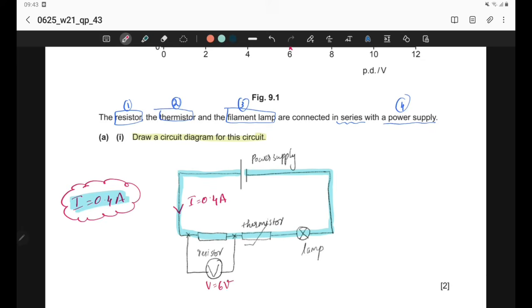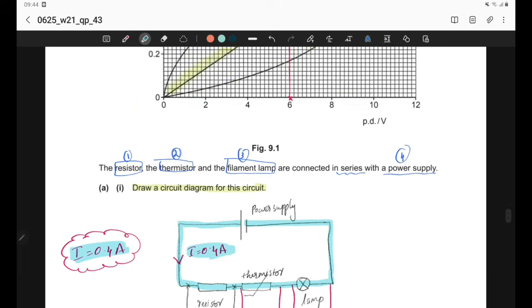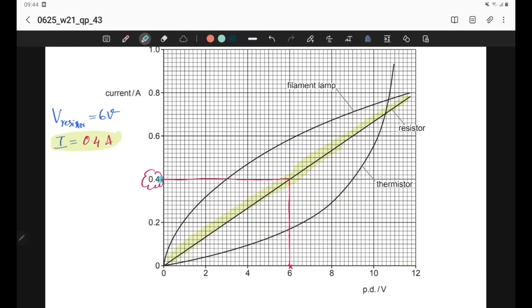Now we can find out what will be the voltage across the thermistor, let it be V2, and what will be the voltage across the lamp, we can consider as V3, when there is a current of 0.4 ampere passing. So we can look at the graph again and check, when the current 0.4 ampere passes, what is the voltage across the filament lamp. So we just need to find the x-axis value for the filament lamp when the current is 0.4 ampere. So when the current is 0.4, connect to the graph and find its corresponding x-axis value, and we can see it is exactly 3 volt.